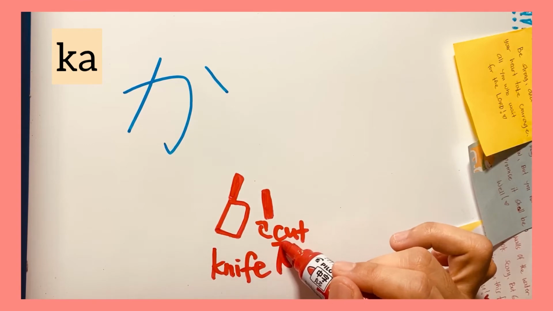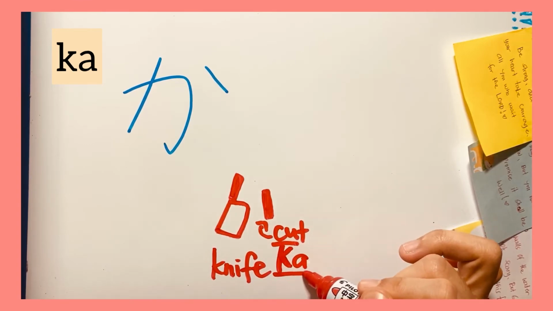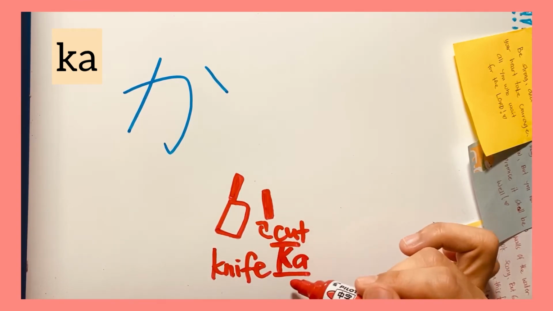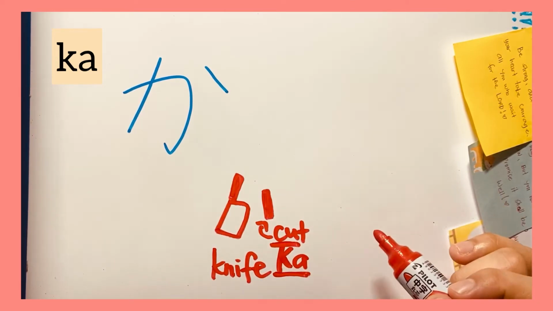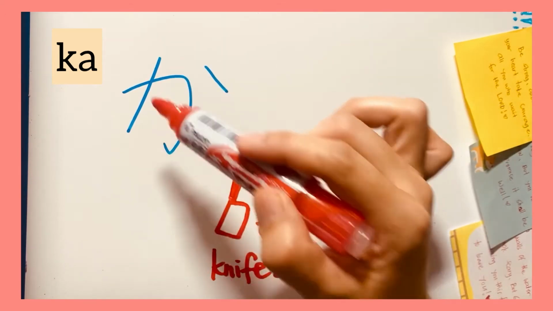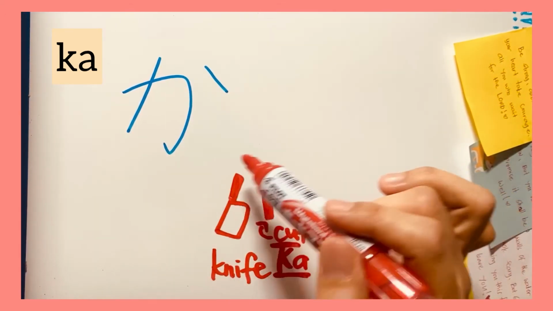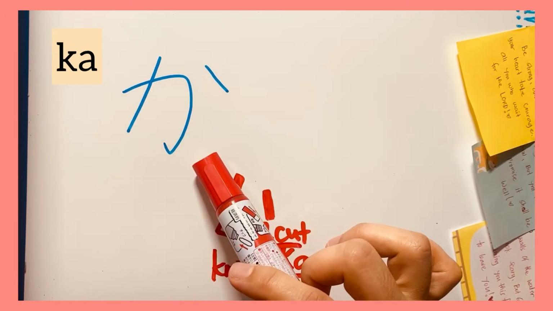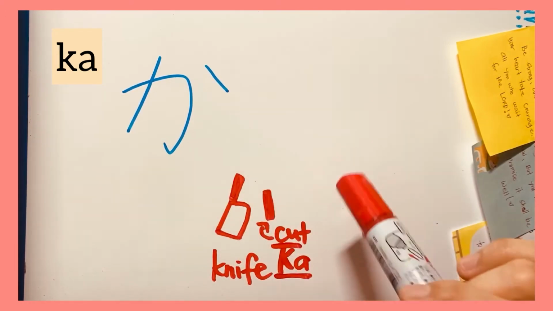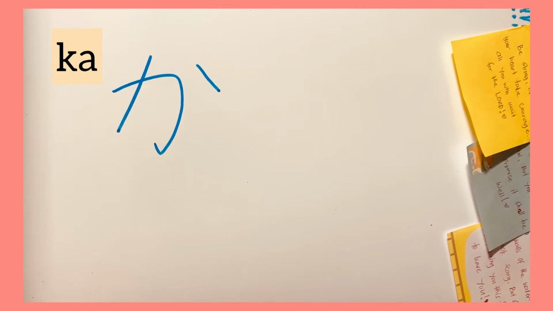You imagine this cut. Ka. Ka. Cut. Ka. A knife that cuts. Ka. So just remember this as a knife cuts. Okay. So how are we going to write ka?